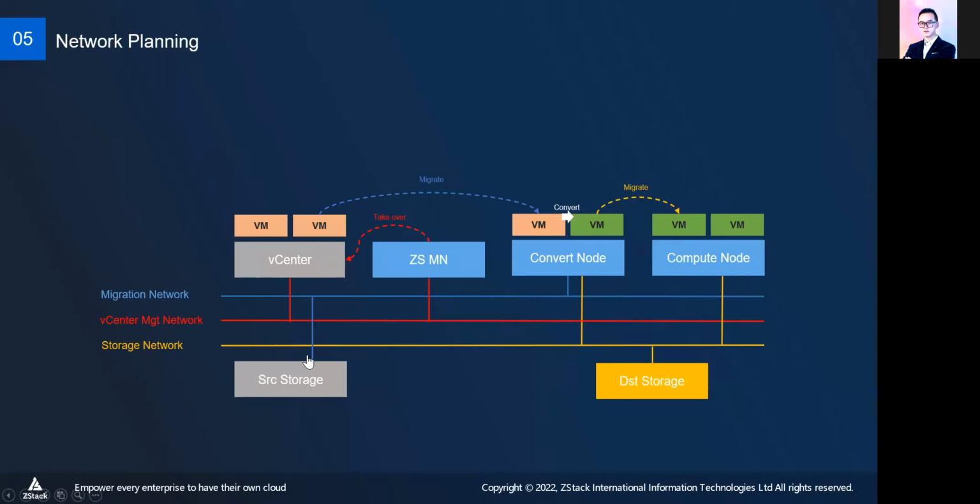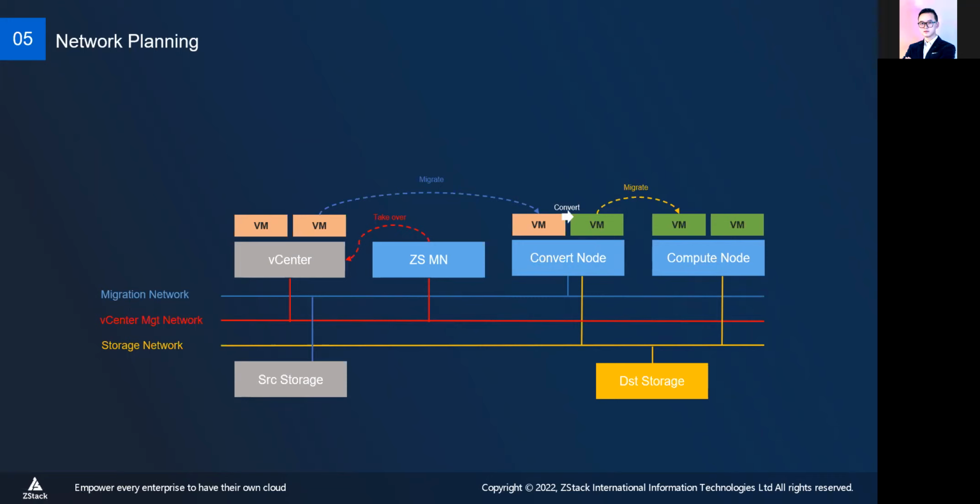So you must make sure the migration network is mounted to the VMware source storage, and to the convert node and compute node. And then this convert node and compute node are mounted to the ZStack storage network. So this is the network planning.